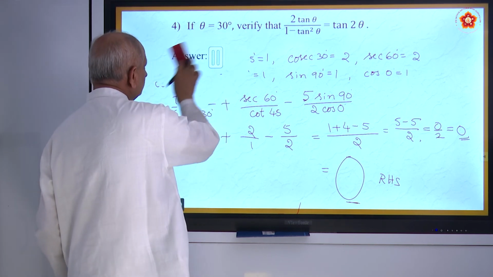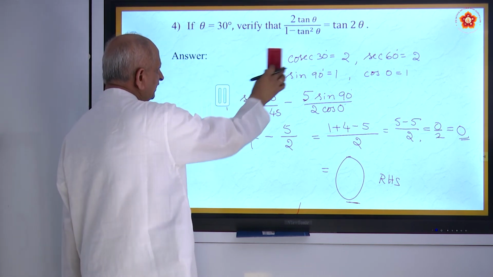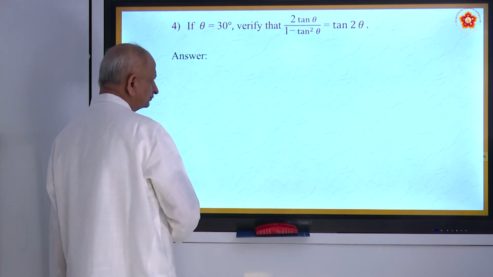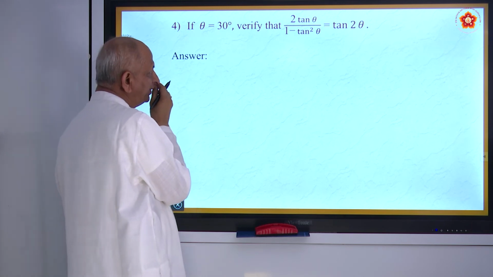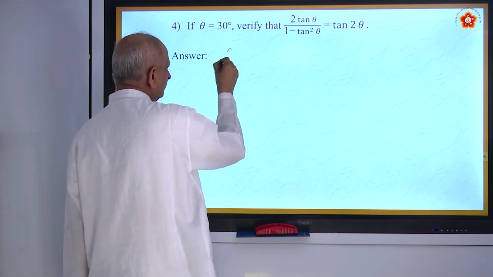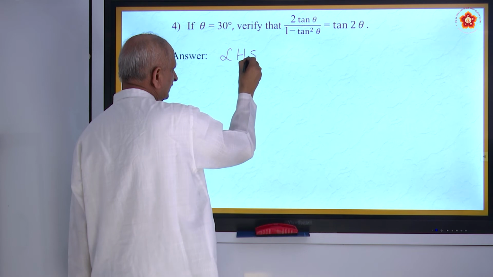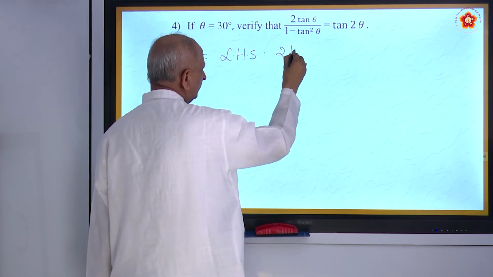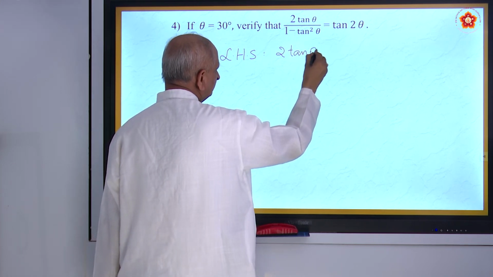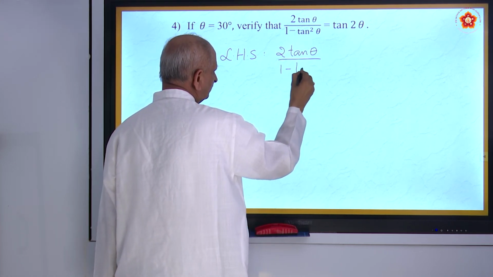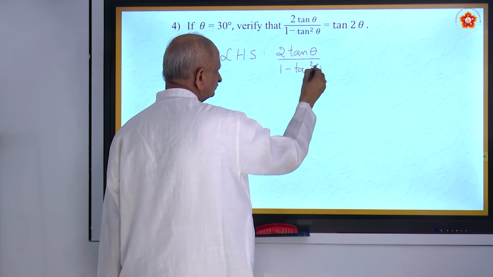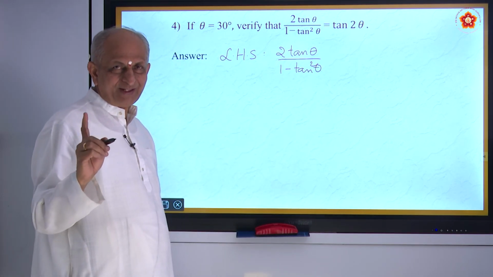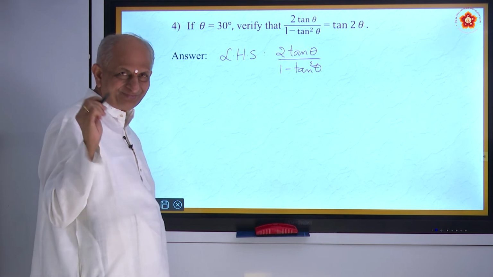Yes. If theta is 30, prove that 2 tan theta by 1 minus tan square theta. As usual, you have to prove that. Therefore, left hand side: 2 into tan theta by 1 minus tan square theta. Are you taking it down? Yeah, don't be lazy. Be fast.